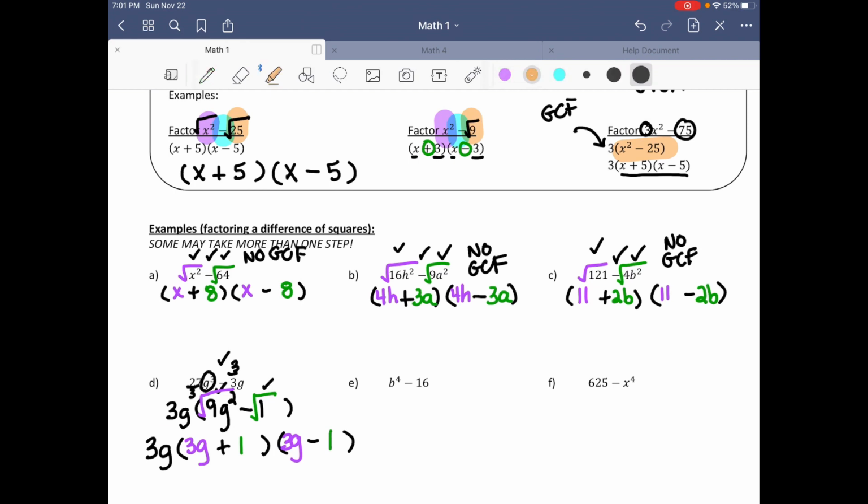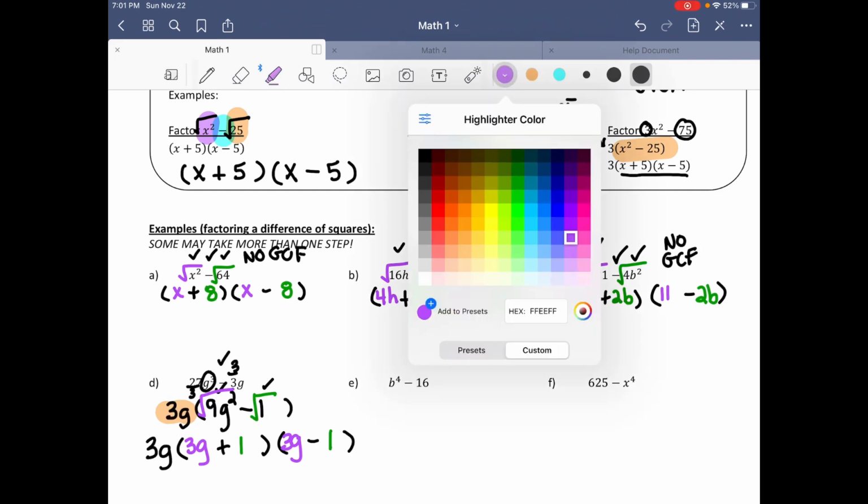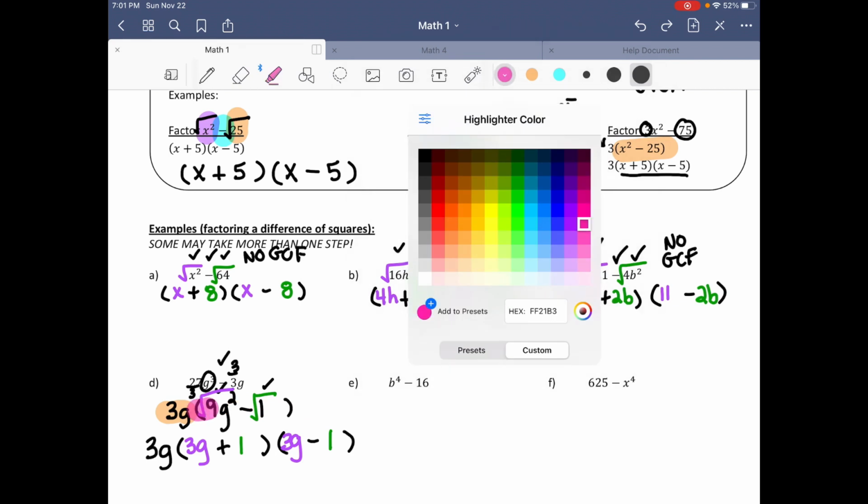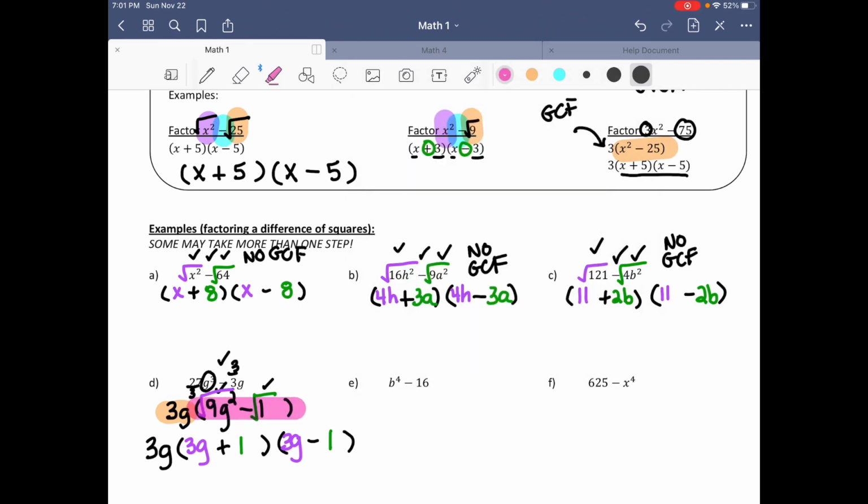So just to make sure we understand here. The first thing I did is I took out my GCF 3g, and that left me with 9g squared minus 1. All right, so we have 9g squared minus 1. And then I broke 9g squared minus 1 down into two additional parentheses because I had the difference of squares. Okay. So you always check for a GCF, and then you check to see if you have the difference of squares and you can break it down further.